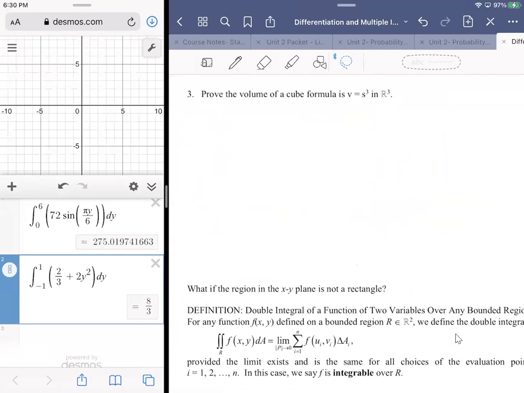I got a little proof here for you. Prove the volume of a cube formula is V equals S cubed in R3. So, you know, it's implied, and it's not stated directly, but it's implied that we would be dealing with this using multiple integrals. Right? So what I would first do is probably just draw a cube.